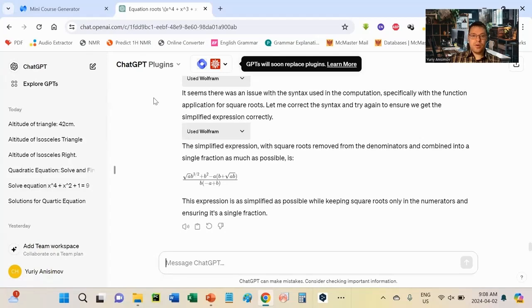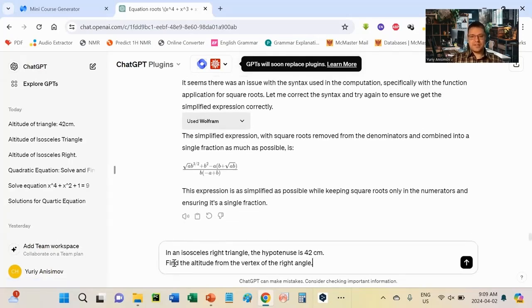So this is my old conversation with ChatGPT plugins. In the past I used WebPilot to access links and Wolfram to access Wolfram Alpha. And you see this message that GPTs will soon replace plugins. Well, they have already replaced plugins. So there is just 1 week left to enjoy your plugin conversations that you have already previously had. Okay, I will paste the problem situation here. And then let's see.